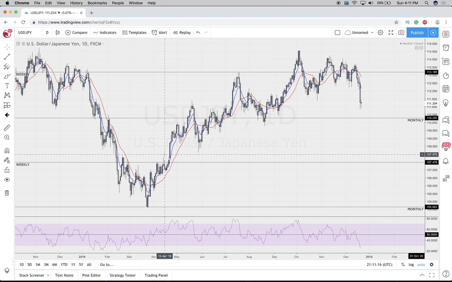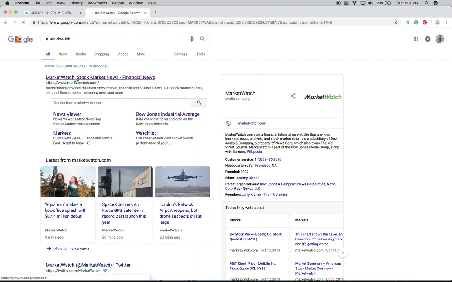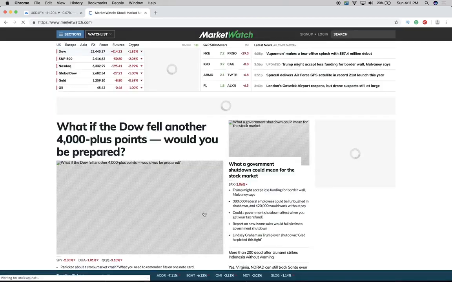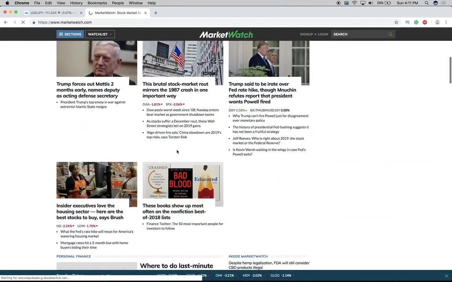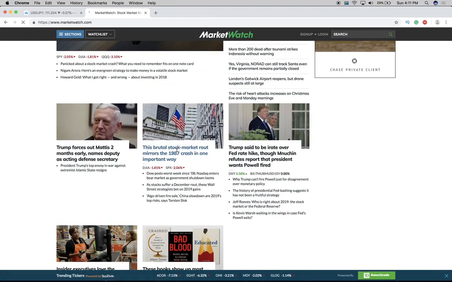So you've got to always try to keep up to date with the economy. One site I recommend is MarketWatch. MarketWatch is a site that has a lot of financial stuff. You can check on your currencies, your stocks, your indexes, all kinds of things. It's very, very helpful, so I definitely recommend this website as well.